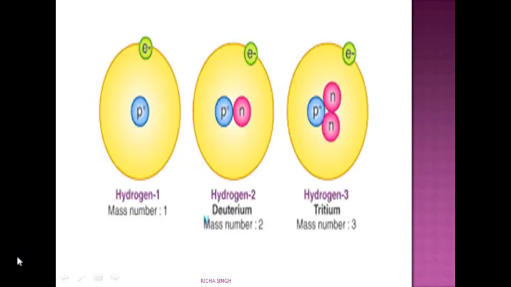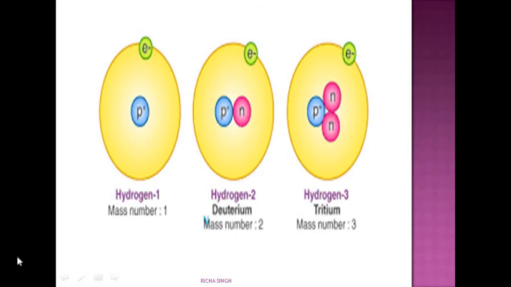Let's see how. These are the three isotopes of hydrogen. In hydrogen 1, you can see it has 1 electron and 1 proton. Hydrogen 2, that is deuterium, hydrogen 1 is protium. Hydrogen 2, deuterium, has 1 electron, 1 proton and 1 neutron. Here the mass number is 2, P plus N, that is 1 proton plus 1 neutron. Hydrogen 3, tritium, has 1 proton plus 2 neutrons.